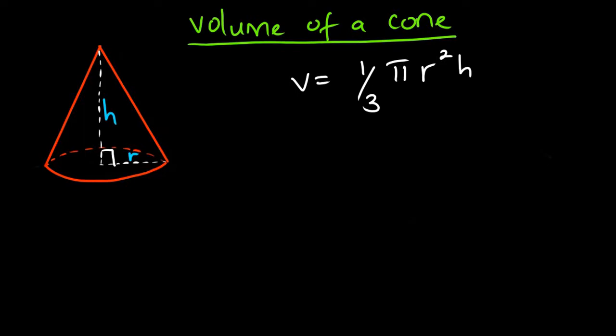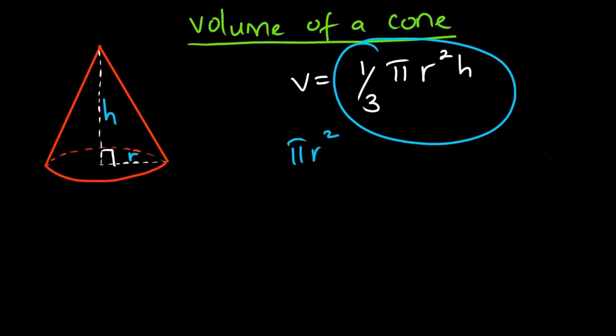To calculate the volume of a cone, we use this formula: a third times pi r squared times height. Pi r squared represents the area of the base, which is circular. You can see the base is a circle, and the height is the perpendicular height to the base.